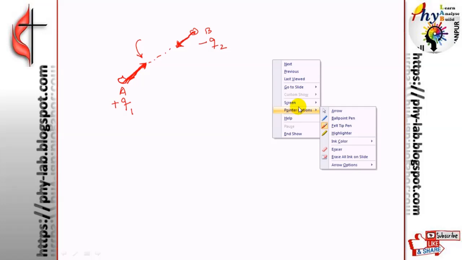Now you should remember, when I'm talking about the central force, the force can't act in any other direction. It can't be a pulling force like this. This is not possible. It can't be a pulling force like this. So the pulling force is always going to act along the line that joins the two charges.